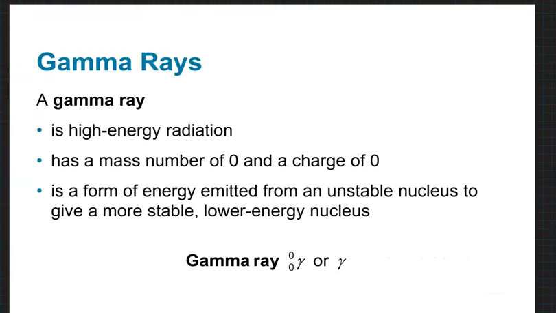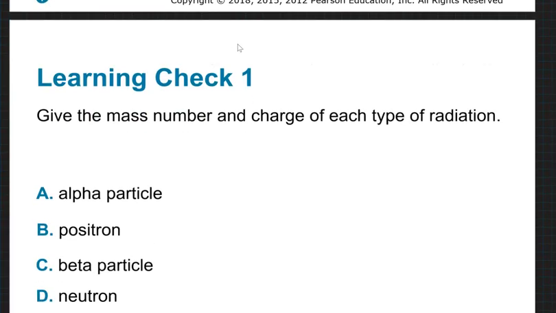Now, what about gamma rays? Gamma rays are just like visible light. It's waves. So, high energy electromagnetic radiation. Mass number is 0 and the charge is 0. That happens when an unstable nucleus has to dissipate some energy while becoming a more stable nucleus.